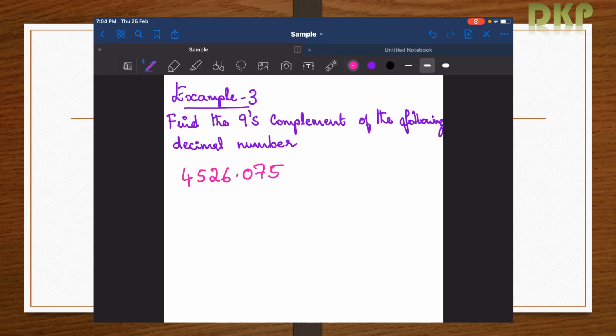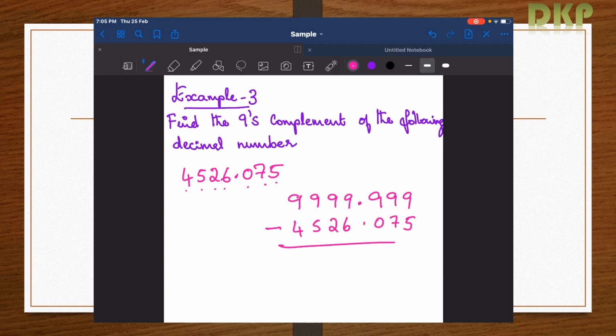Let's do another example. Find the nines complement of the following decimal number 4526.075. How many digits are there before this decimal point? 1, 2, 3, 4. 4 digits. So let me write 4 nines here, because I have to subtract this decimal number from these nines. And after the decimal, 1, 2, 3. 3 digits are there. So let me write 3 nines here. So I have to subtract 4526.075 from these nines.